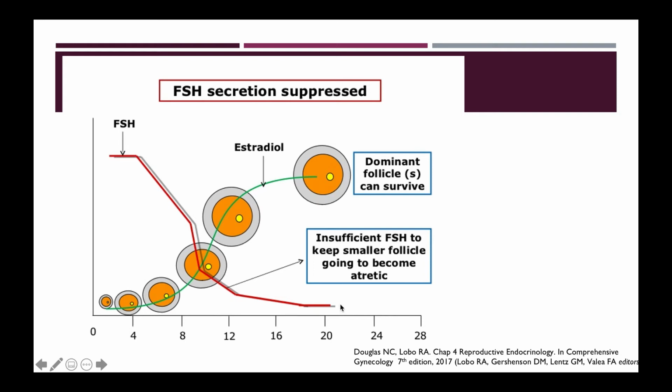Now remember, FSH, as its name implies, stimulates the growth of the follicle. Now, as the estradiol levels increase, it sends a negative feedback to the hypothalamus and pituitary to decrease the FSH. And as the FSH decreases, of course, the FSH levels become insufficient to keep the smaller follicle from increasing in size. And therefore, if it doesn't increase in size, it will become atretic eventually. So that's why only the dominant follicle can survive.